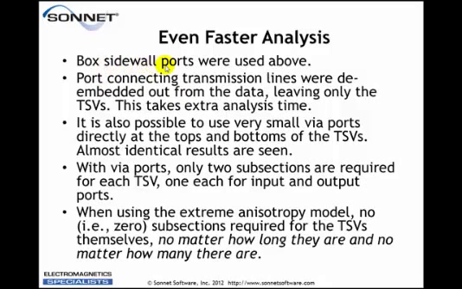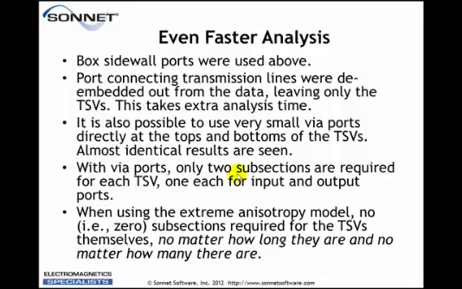The box sidewall ports were used in the above examples, and I alluded to the via ports being able to do a faster analysis. Port connecting transmission lines were de-embedded from the data, leaving only through silicon vias. As I said, that takes extra analysis time to analyze the port connecting lines and then to de-embed them, both. It is also possible to use very small via ports directly at the tops and bottoms of the through silicon vias. We've tested this. It gives almost identical results to using the port connecting lines and de-embedding them.